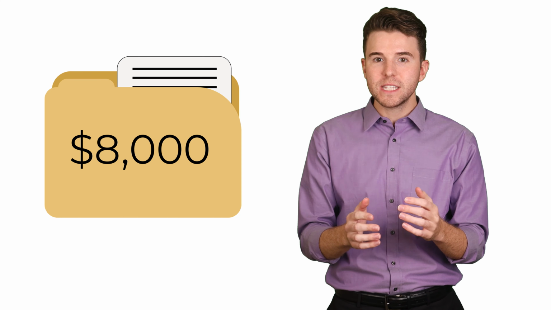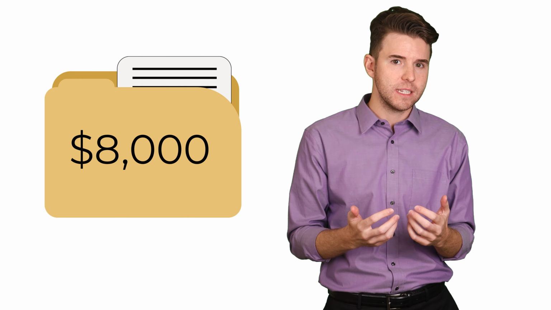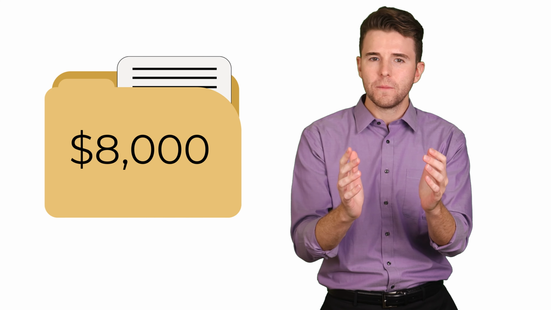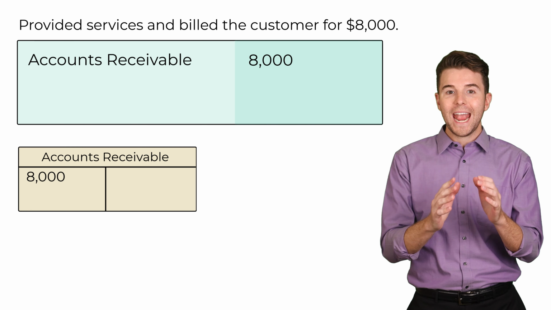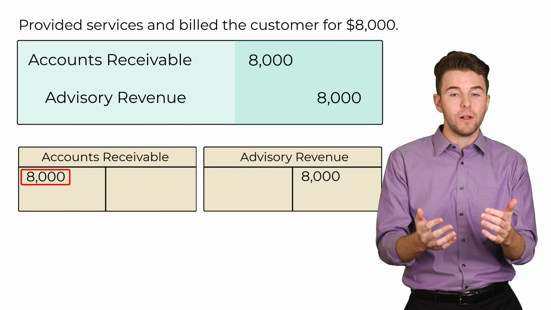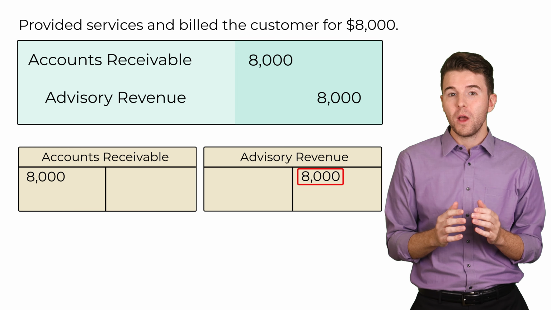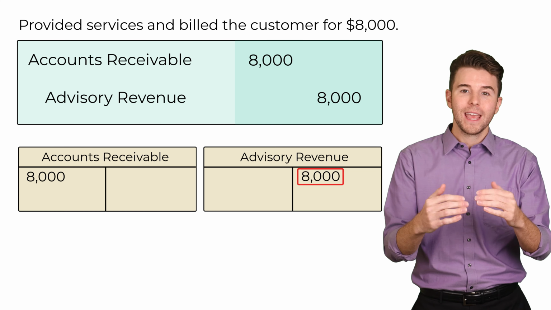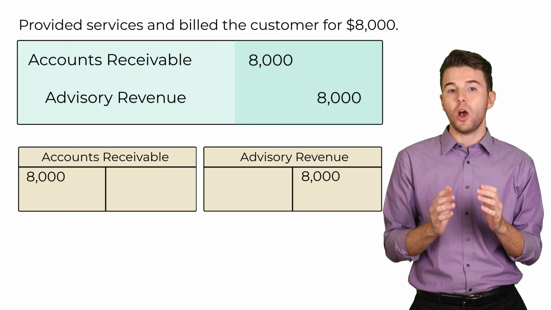Next, the company provides advisory services to a customer and bills them for $8,000. Because we did not receive cash right after providing the services, this creates an accounts receivable, meaning the customer owes us money. To record this transaction, we debit accounts receivable for $8,000 and credit advisory revenue for $8,000. We debit accounts receivable because debits increase asset accounts. We credit advisory revenue because credits increase revenue accounts. The $8,000 is posted to accounts receivable to remind us that customers owe us money.